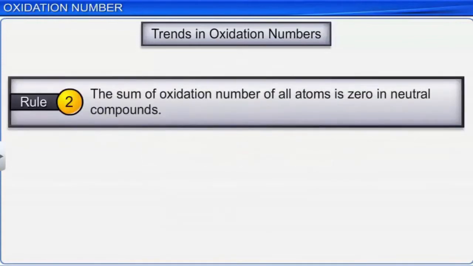The second rule is that in neutral compounds, the sum of oxidation number of all atoms is 0. For example, in H2O, the sum of oxidation numbers of hydrogen and oxygen atoms is 0.